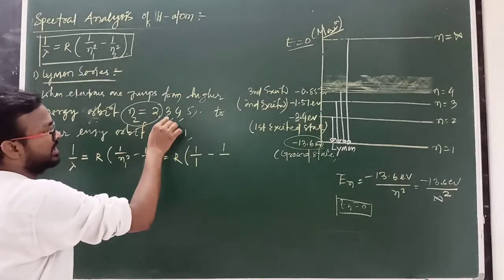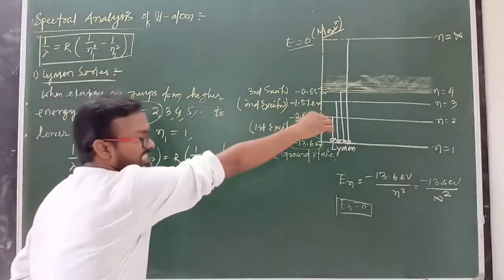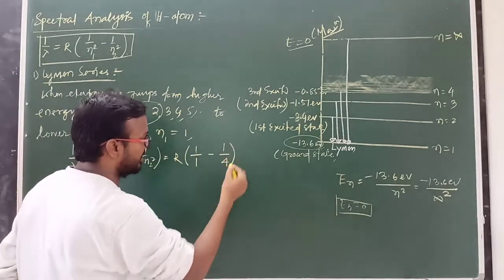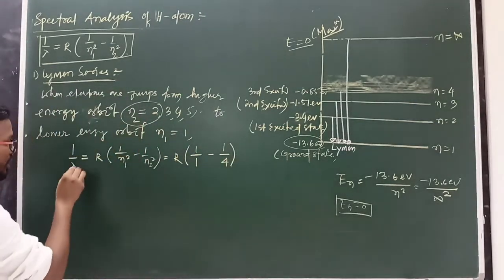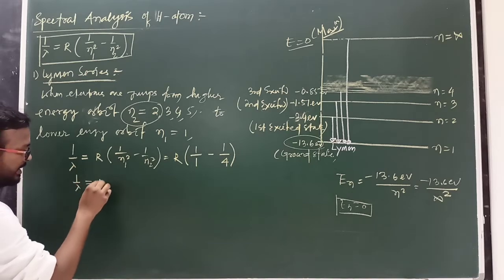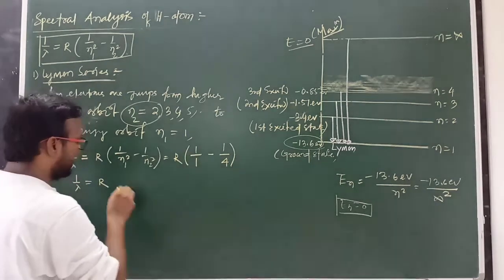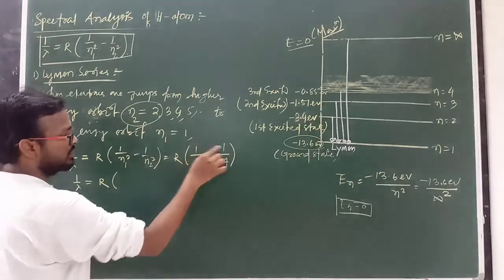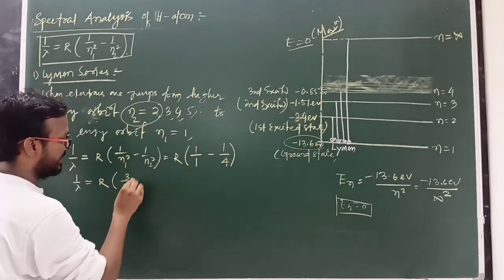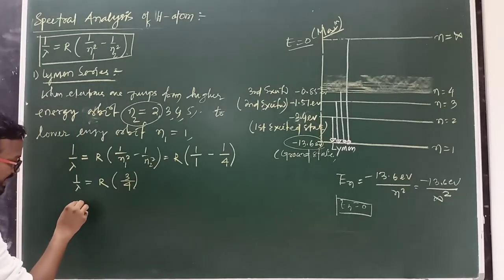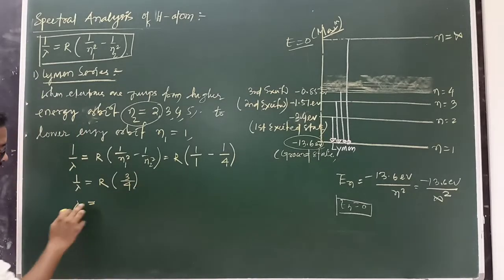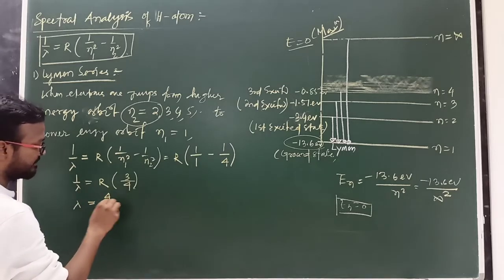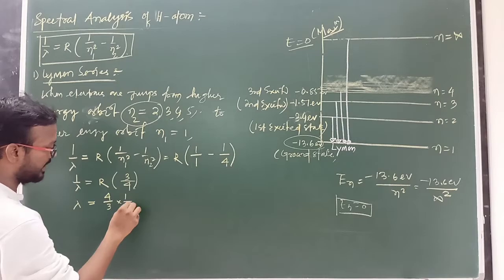We can take 2, 3, 4, 5, 6, just the last infinite. If we use here 2, then we will get 2 to the 4. Clear? So 1 by lambda, which is equal to r, then 1 by... that is 4. 4 minus 1 is equal to 3. So 3 by 4, or lambda can be written here as 4 by 3 into 1 by r.